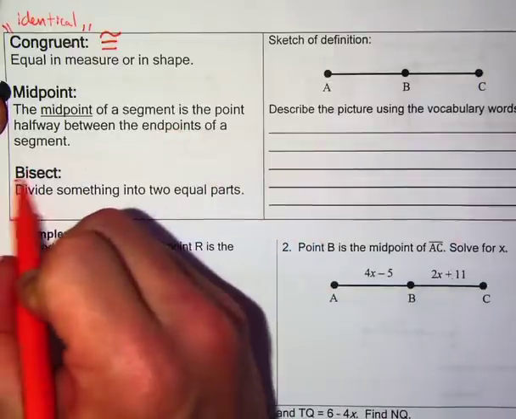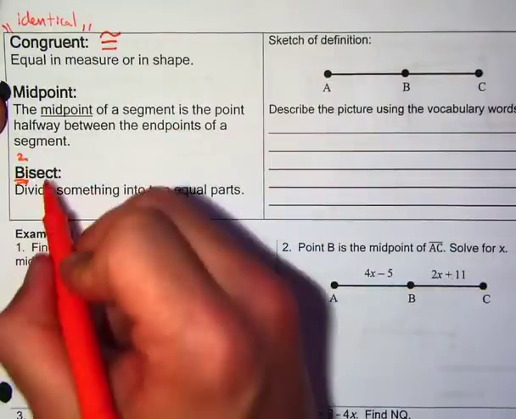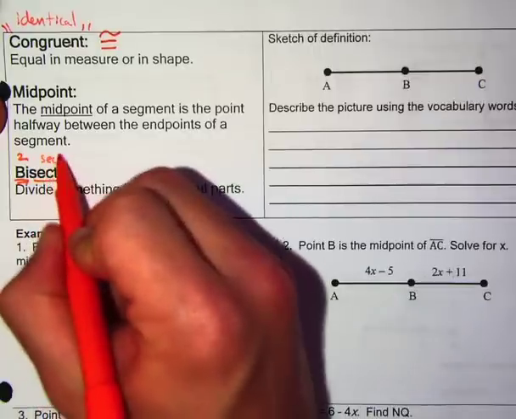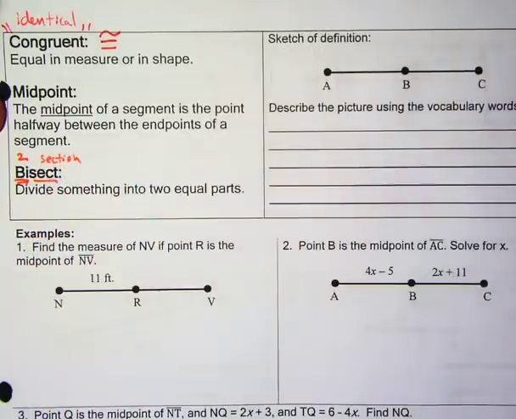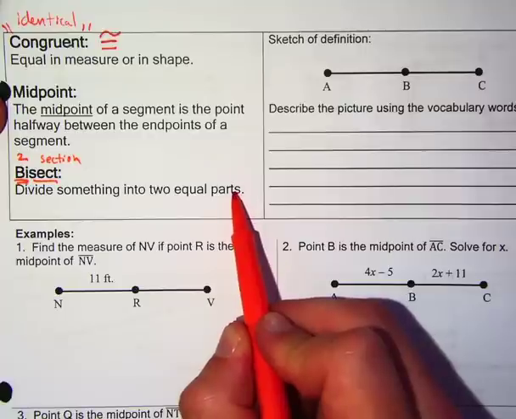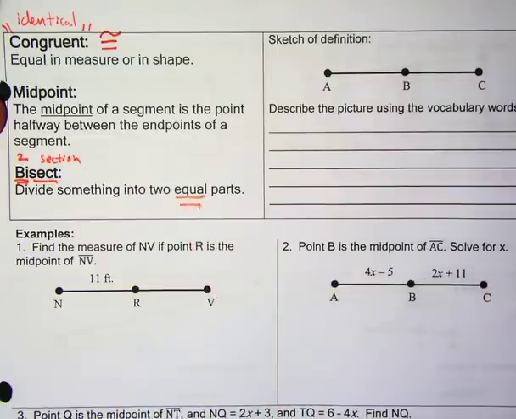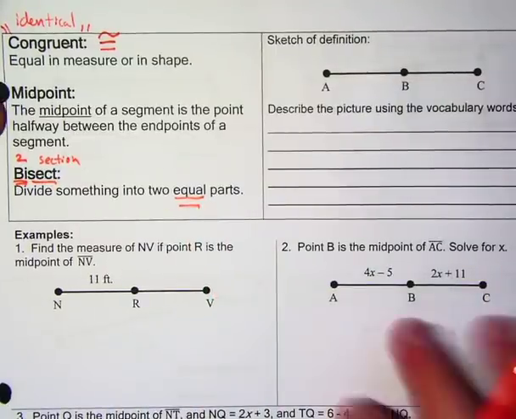Finally, bisect, look at the prefix. Bisect means, well, bi means 2. I think of sect like section, so to cut something into 2 sections. Divide something into 2 equal parts. Okay, so not just 2 sections, but 2 equal sections, or 2 equal parts. So let's go ahead and take a look over here.